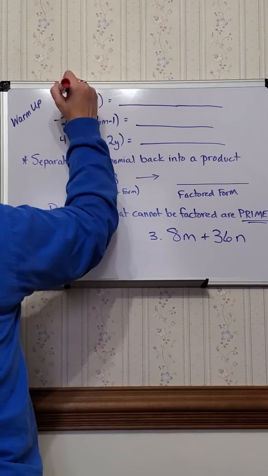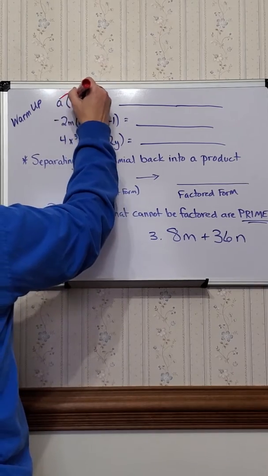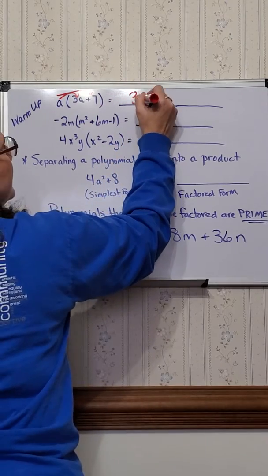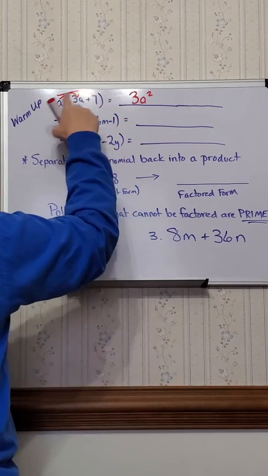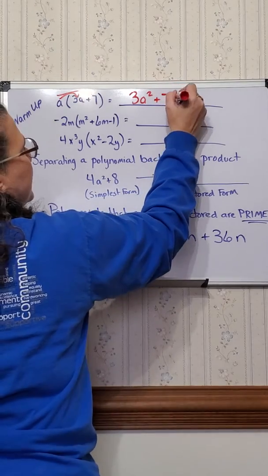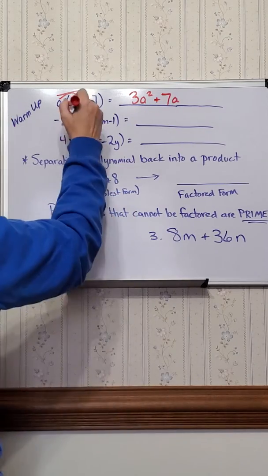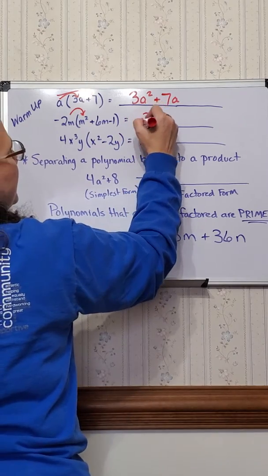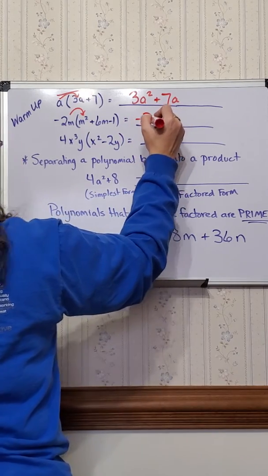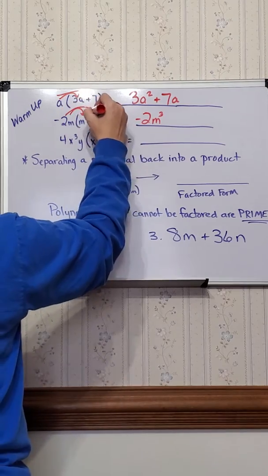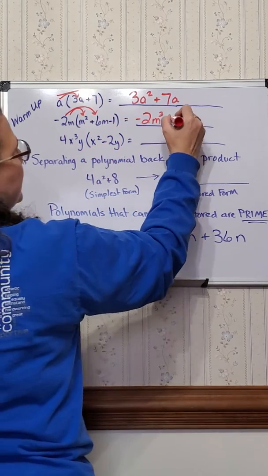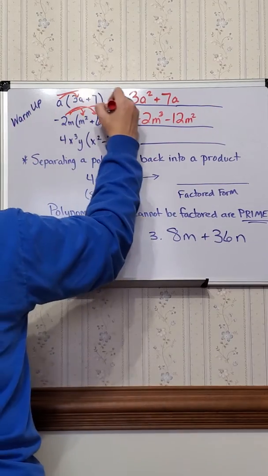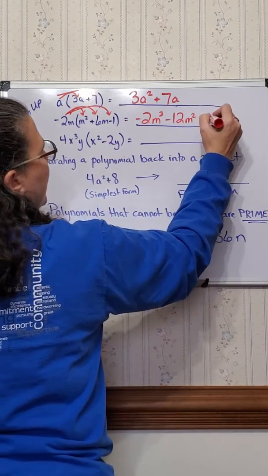We're going to say here we're multiplying, and here we're just going to be using distributive properties. So a times 3a is going to give me 3a squared, and a times 7 is plus 7a. Here we have negative 2m times m squared, which is going to be a negative 2m to the third. Negative 2 times a positive 6 gives me a negative 12m squared, and negative 2m times negative 1 is going to give me a positive 2m.